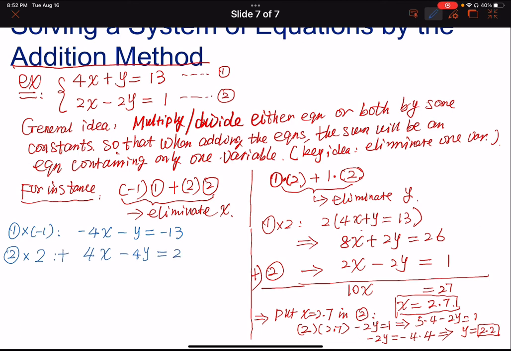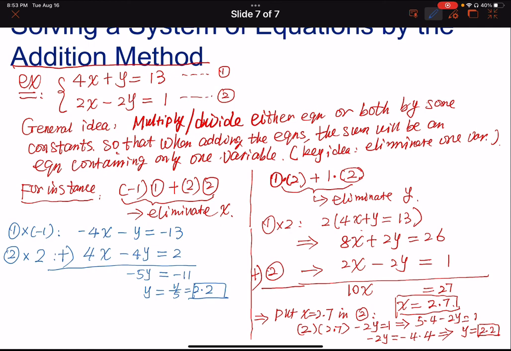And then you sum them up. Notice minus 4x plus 4x is 0, minus y minus 4y is minus 5y, and minus 13 plus 2 is minus 11, and this gives you y equal to 11 over 5, which is 2.2. Should be the same. Okay, great. See, y equals 2.2.